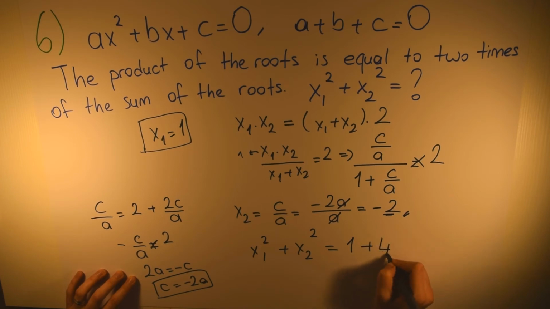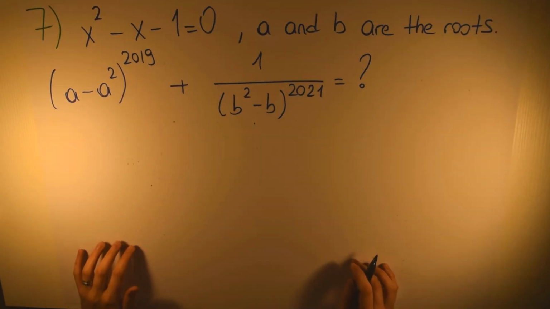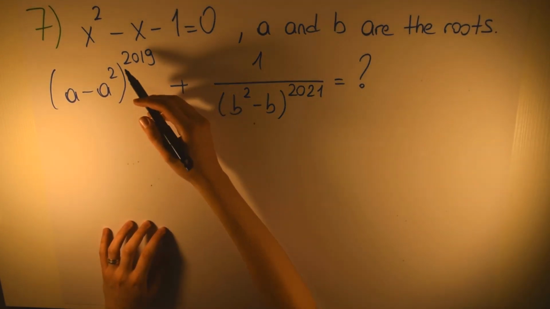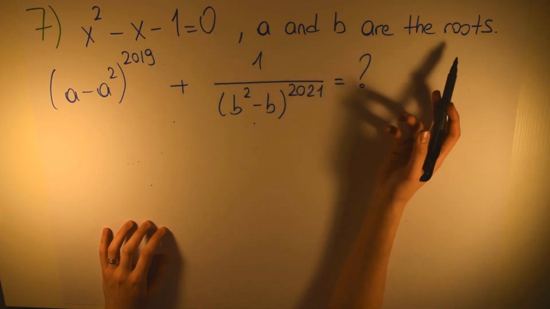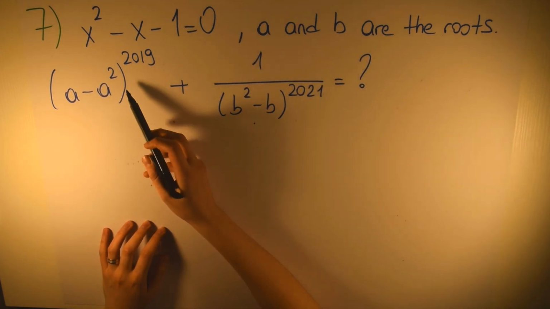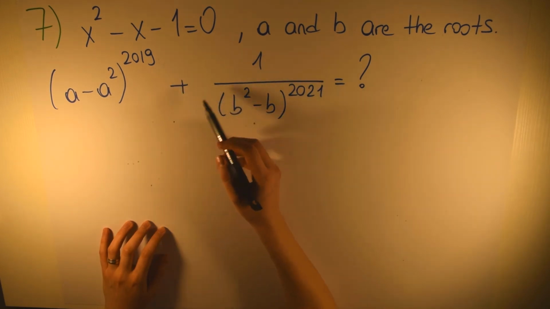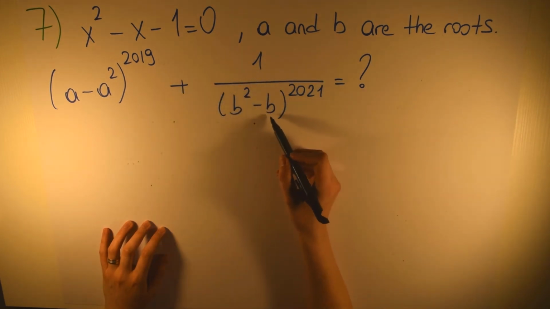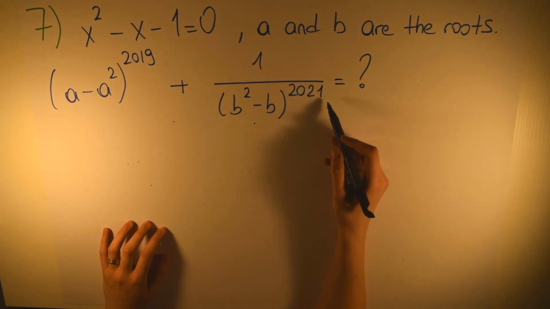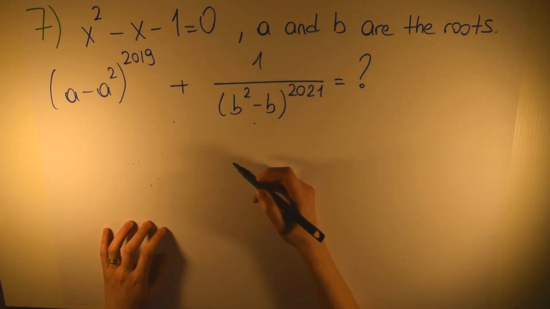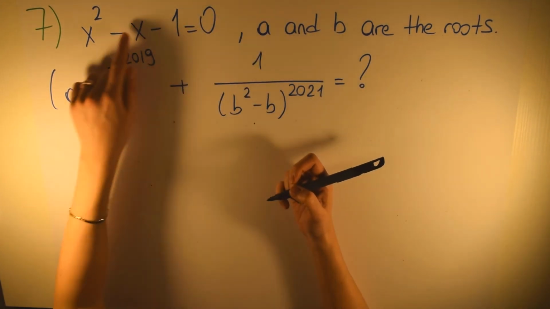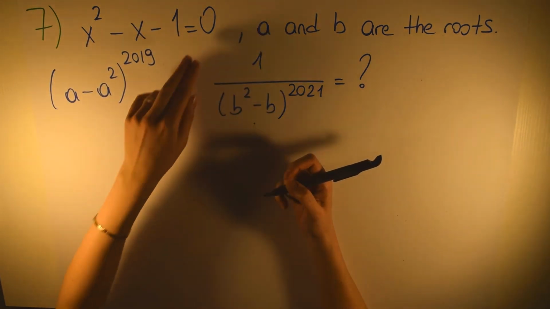So 1 plus 4, which is equal to 5. Okay, in this question we have x squared minus x minus 1 is equal to 0. a and b are the roots. a minus a squared to the power of 2019 plus 1 over b squared minus b to the power of 2024 is asked. So if these a and b are the roots of this equation, it means that if I put a and b instead of x, I will still get the same result, right?